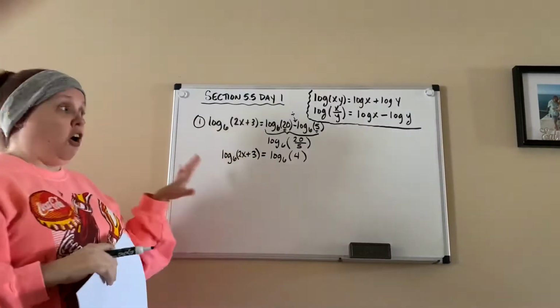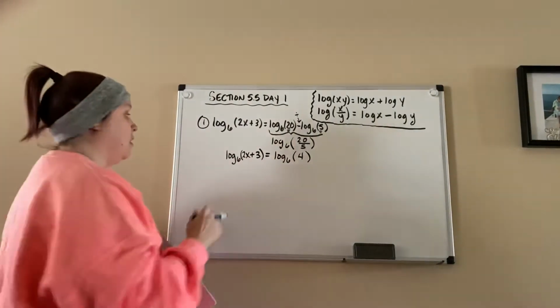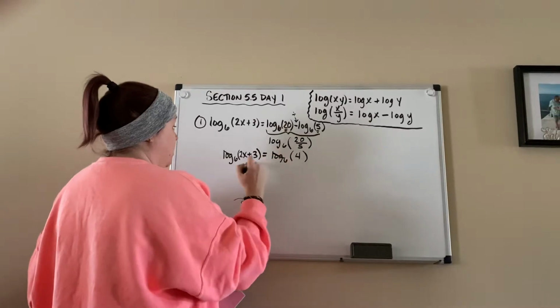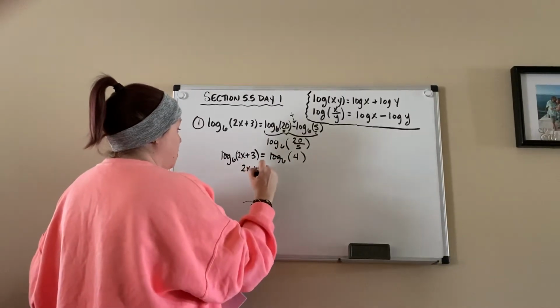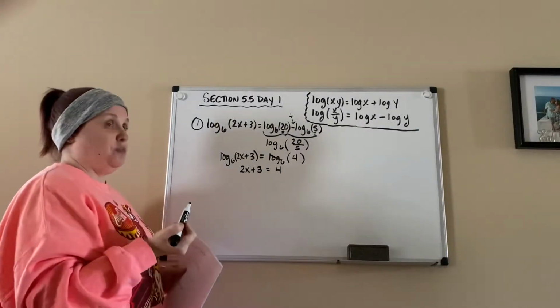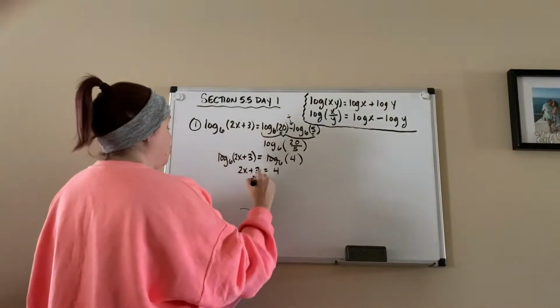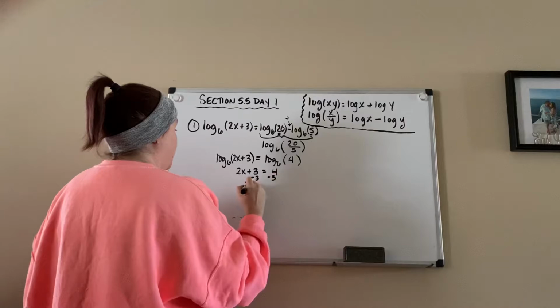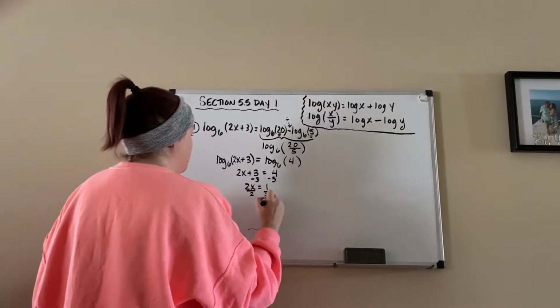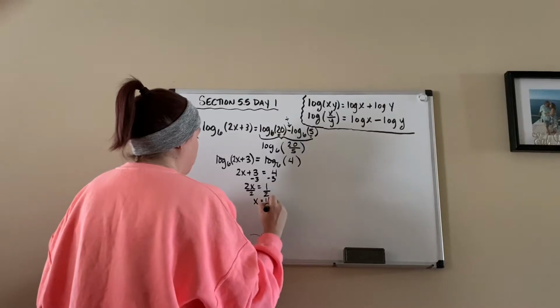So once you get log equals log like that, we don't have to do anything with the logs anymore. We just have to take the 2x plus 3 equal to the 4. Then it's a simple equation. So we subtract 3, we get 2x equals 1, divide by 2, we get x equals 1/2.